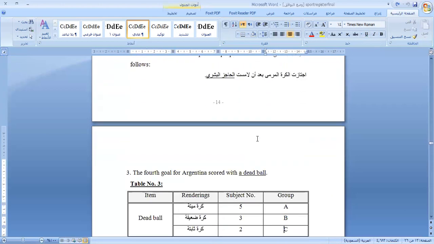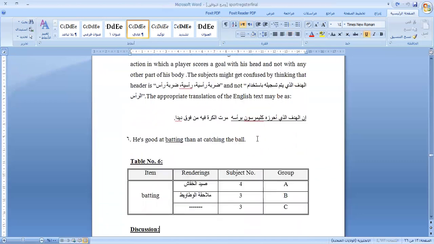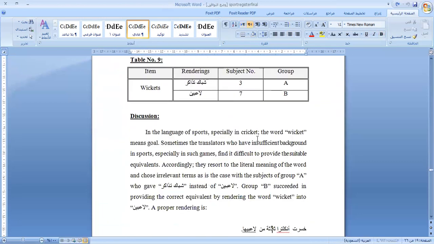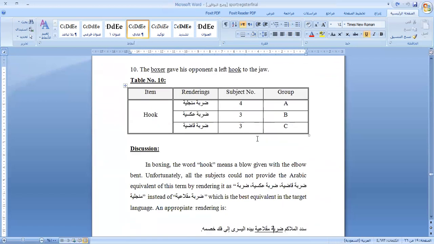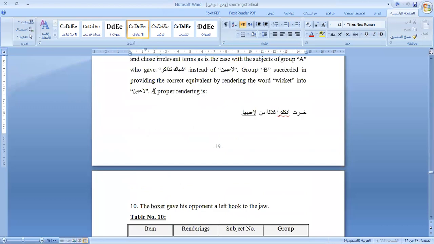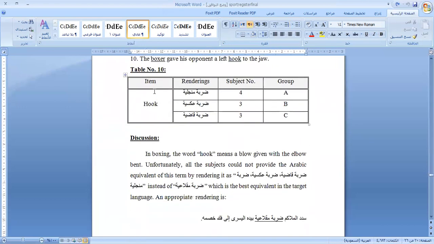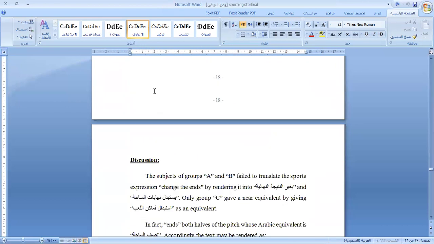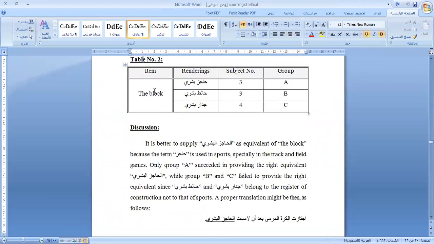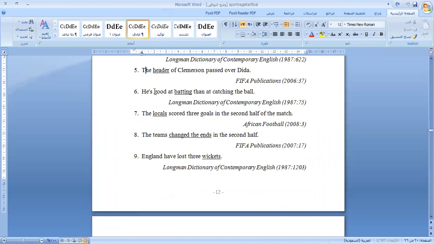Actually, this is all the explanation of these sentences, sentence by sentence. We also talked about the hook.